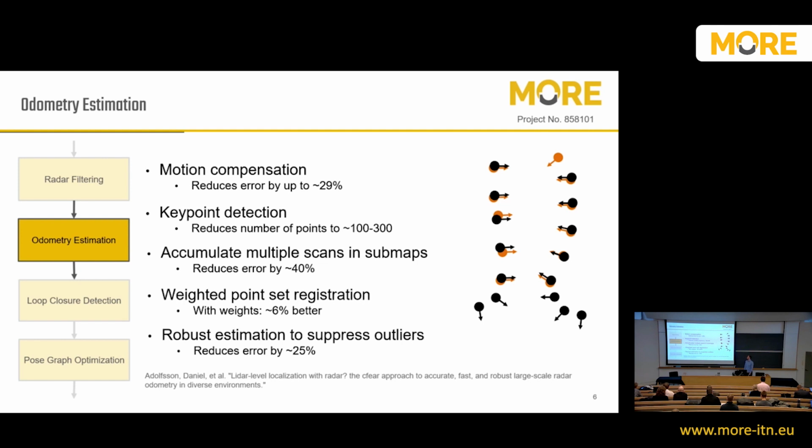Finally, we still didn't get rid of all of the outliers. So we need to use some robust estimation techniques such as M estimation or RANSAC to account for the last outliers that are remaining.